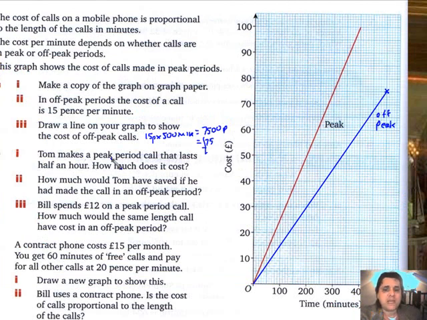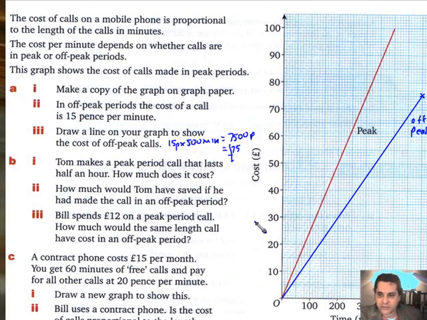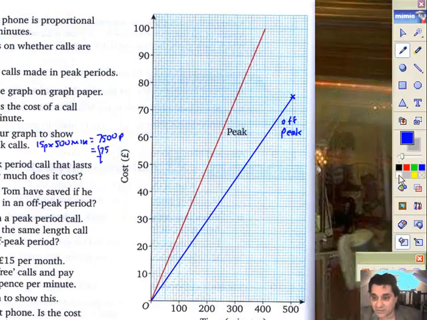Tom makes a peak period call. There it is on the red line. That lasts half an hour. How much does it cost? Well, half an hour is 30 minutes, and this is really hard to read off this graph.